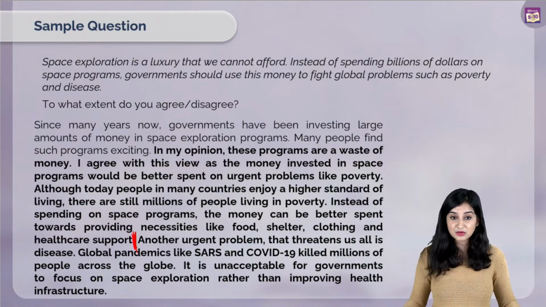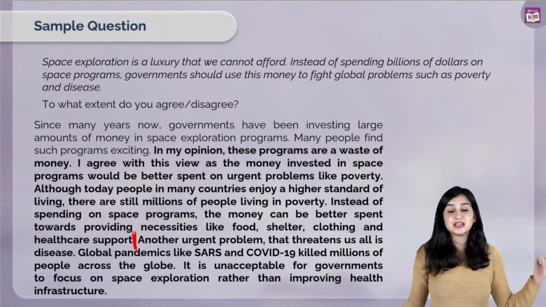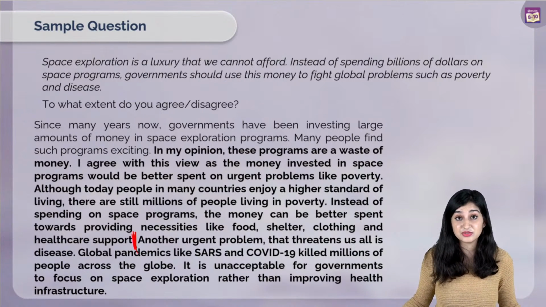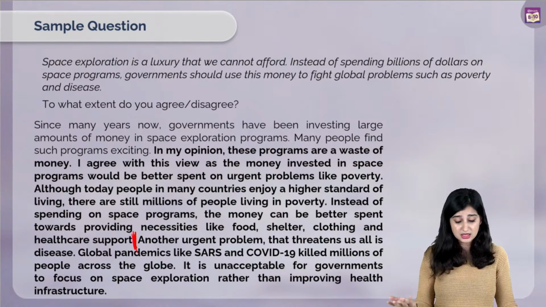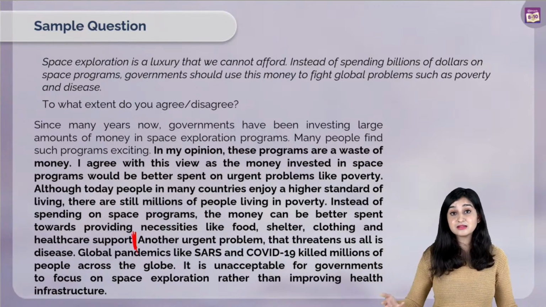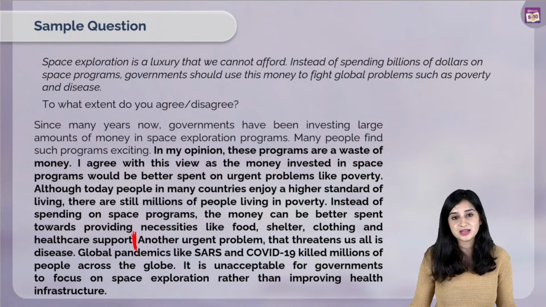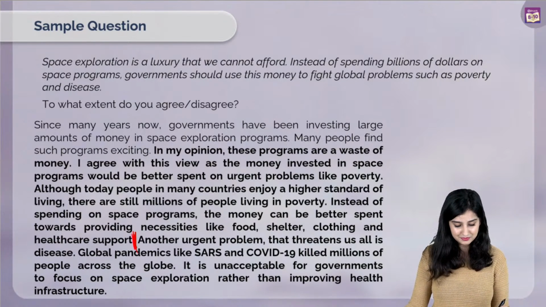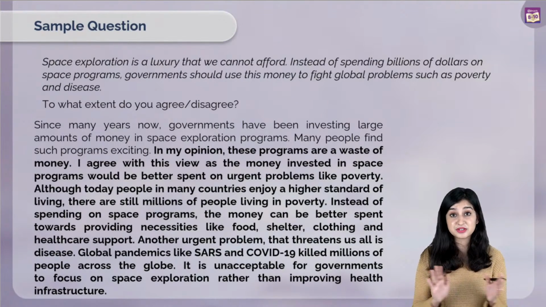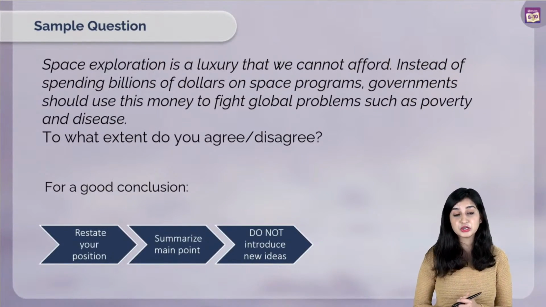Okay, so instead of using money for something which has no direct impact on our life right now at the moment, why not spend it on developing health infrastructure, given that we've been suffering from global pandemics like SARS and COVID-19. Okay, so that is our body, that is our argument. We've presented it quite nicely, and now all that's left for us to do is conclude.